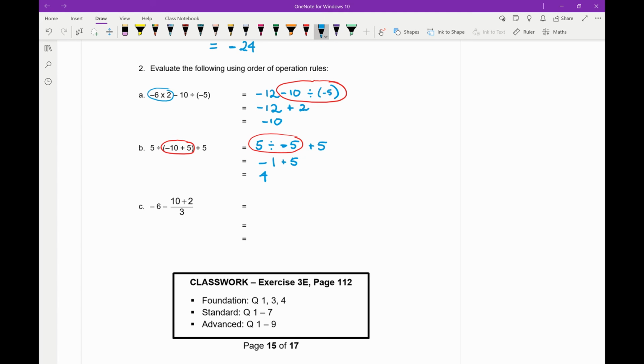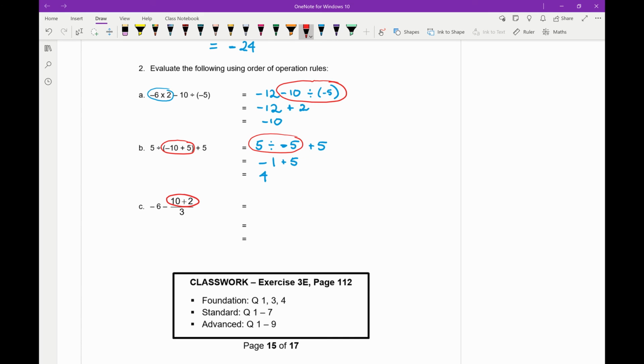Okay, last one. When you have a fraction like this in a question, when you have two things on the top like this, it is the same as putting those two things in brackets. You really need to do those first. Okay, so always remember that. If there's two things added or subtracted on the top of a fraction like that or the bottom, treat them like they are brackets. Okay, so that needs to be done first.